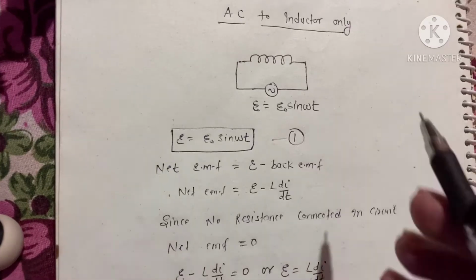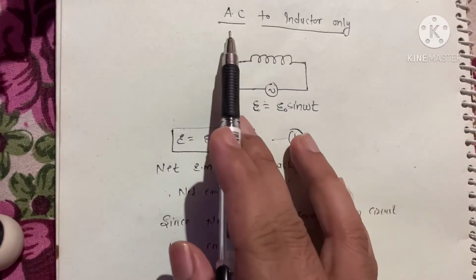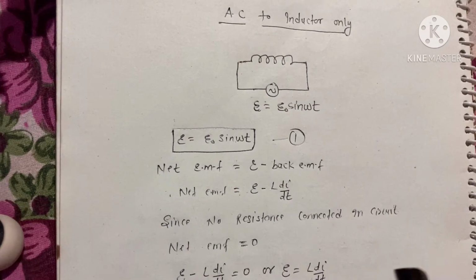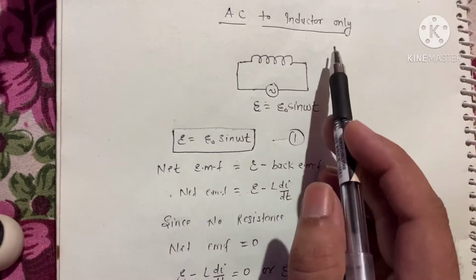Okay students, in this video we will continue our next topic. Last time we learned the basics of AC current, what a phasor diagram is and how to draw it, and then we connected alternating current to a resistor only, and we saw that there is no phase difference between EMF and current when a resistor is connected. So the next part is AC to an inductor only.